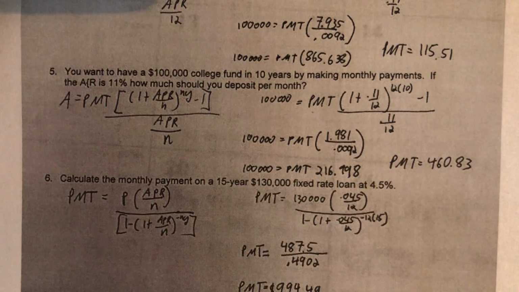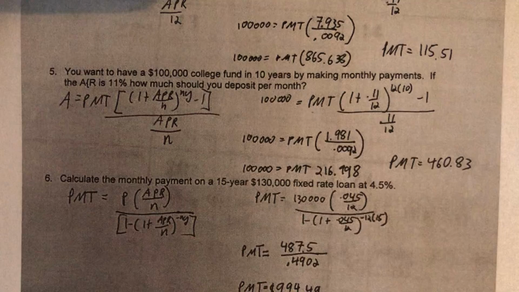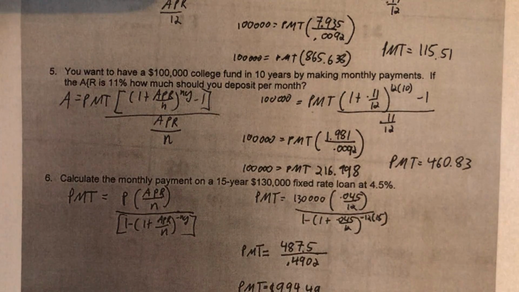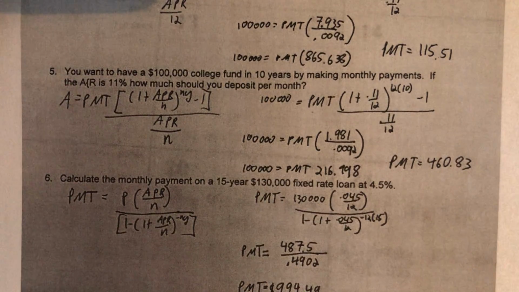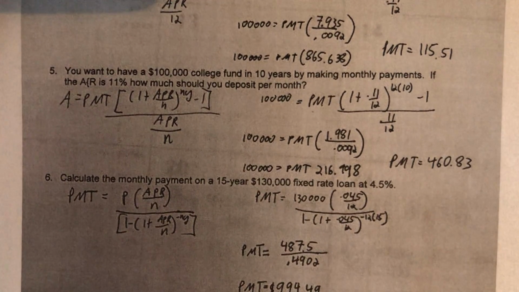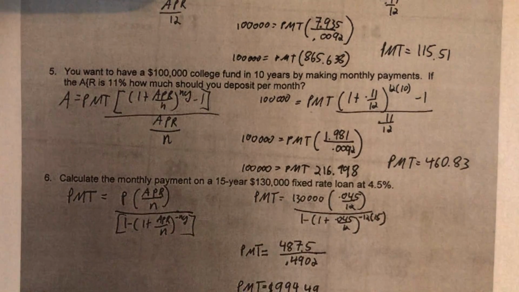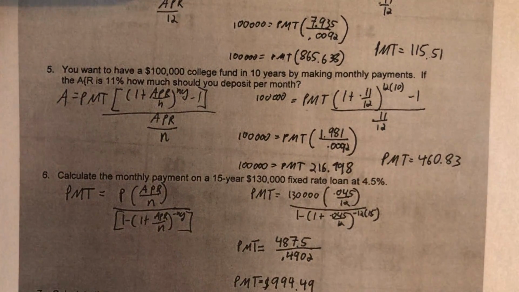Once again, interest is important, so is time. So 20 years, you put $115 in a month. If you want 10 years, you've got to put $460 in a month. That's more than doubled, like it's almost triple what you'd have to put in every single month, simply because you're not letting time help you in doing your interest.